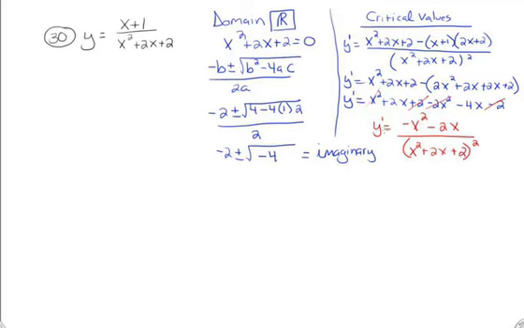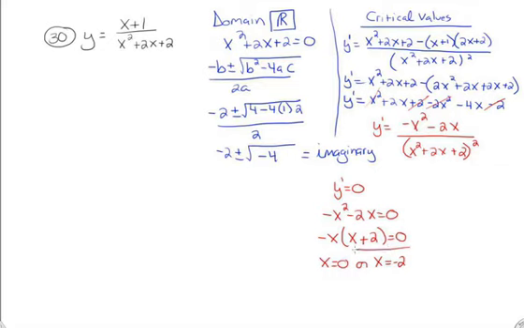So once again, I did this to find out when the derivative is equal to 0, and that's only going to happen when the numerator equals 0. I'm going to factor out a negative x, leaving me with x plus 2. So that's going to happen at x equals 0 or x equals negative 2. So there are two critical values.